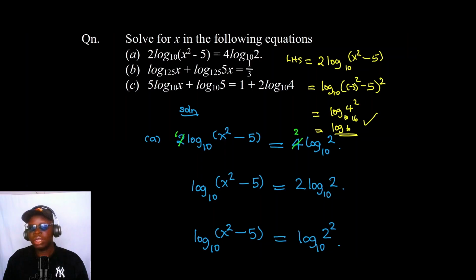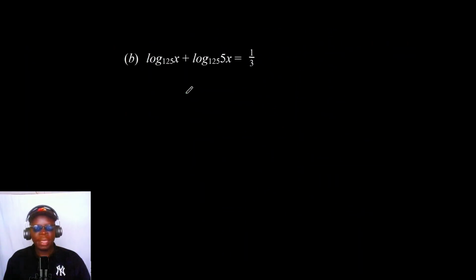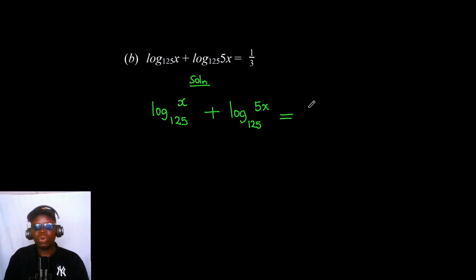Let's move on and take a look at our example number B down here. For example number B, the left-hand side contains logarithm to the base of 125. So let's combine this together and see how to continue. Therefore, I'm going to rewrite it down here where I have logarithm to the base of 125 of x, and this is added to logarithm also to the base of 125 of 5x, and this is equated to 1/3.